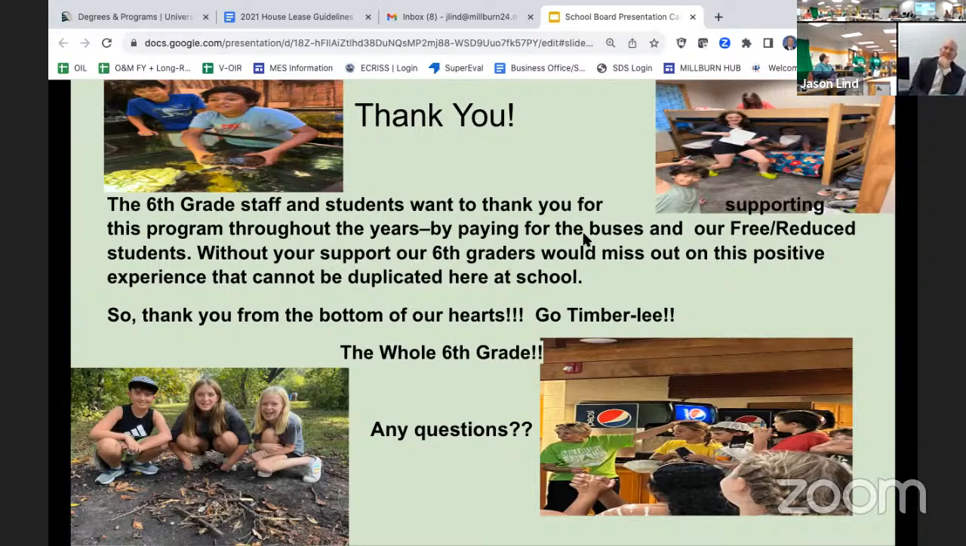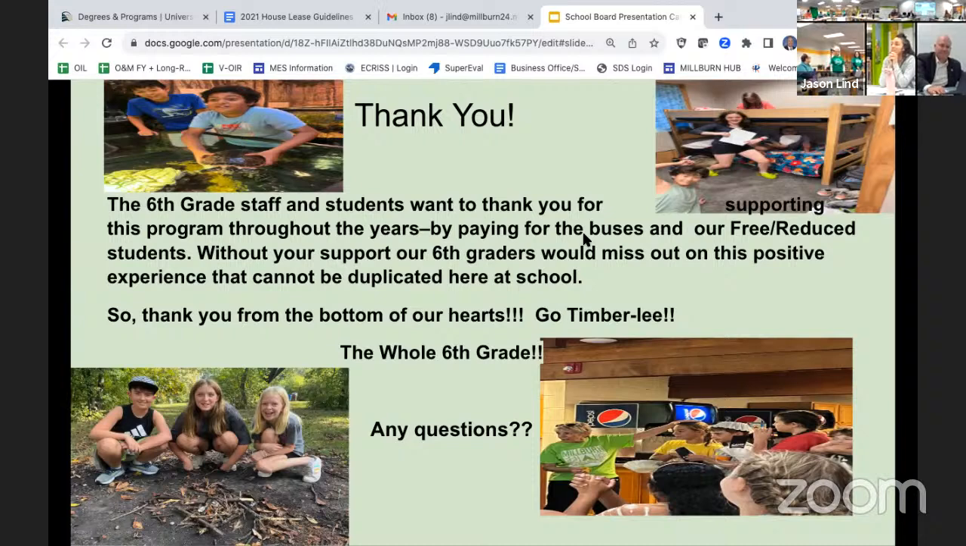Kids are busy from morning to night, and we see a tremendous growth in them, because they come to us as little fifth graders, and then we take them away and they come back. I'm not gonna tell you they're super mature now, but they gain a sort of confidence in themselves, do some of that negotiating and tough stuff, and grow up a little bit. So thank you from the bottom of our hearts, and we'll go, sixth grade, go Timberlake.